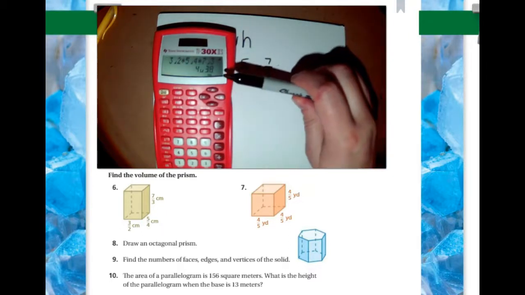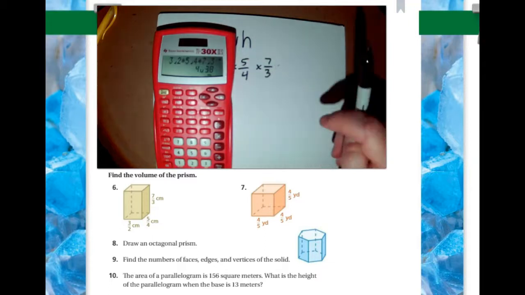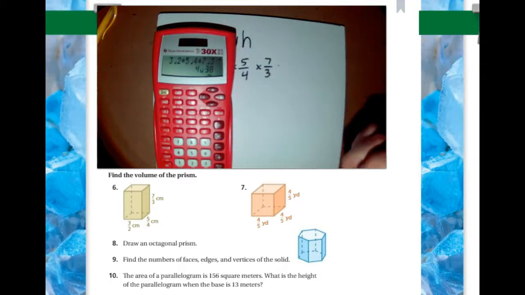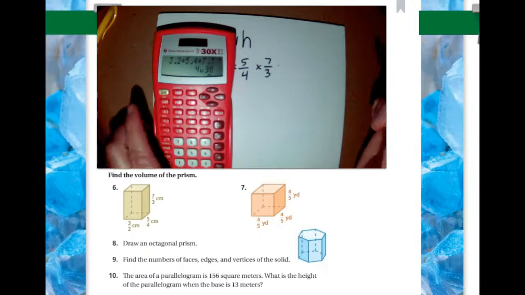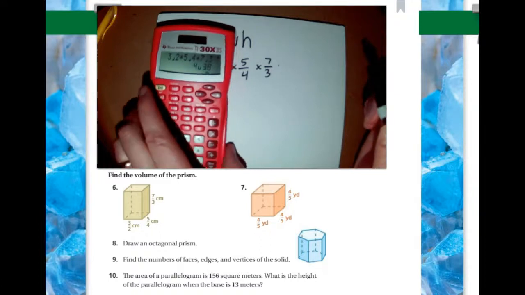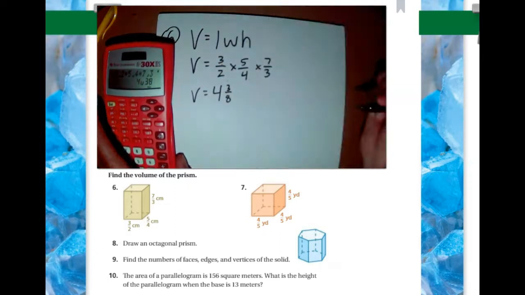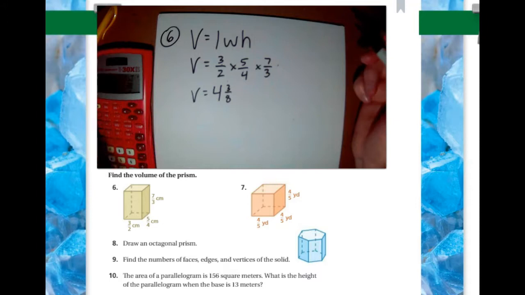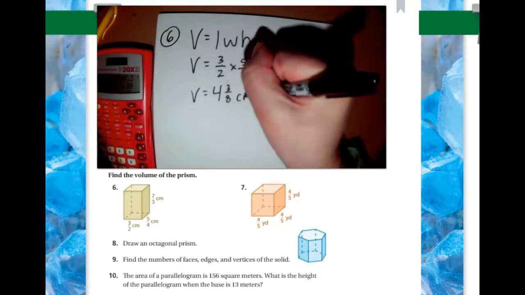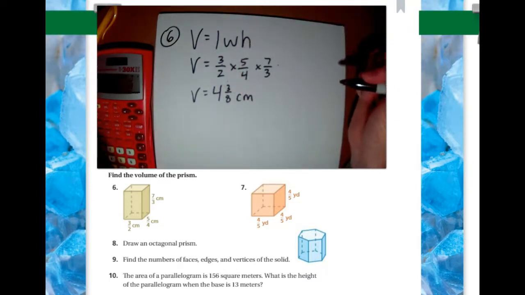I come up with this answer, which I hope you can see on your screen. It says 4 U 3/8. That U just separates the whole number from your fractional part. So I'll say the volume equals 4 and 3/8. Now remember, these are all centimeters. So I'm going to say centimeters, but I'm not talking area, so I can't say centimeters squared. Instead, I'm going to cube it. Centimeters cubed. That's how we label our volume. So the answer here is 4 and 3/8 centimeters cubed.